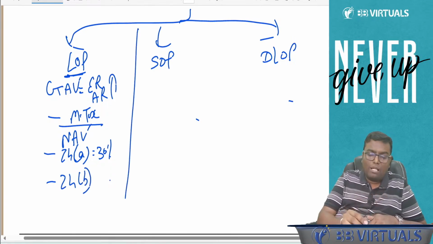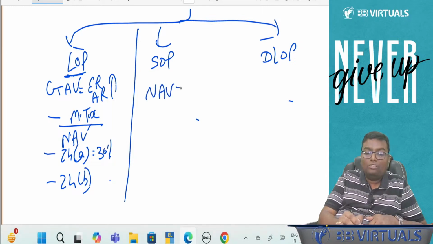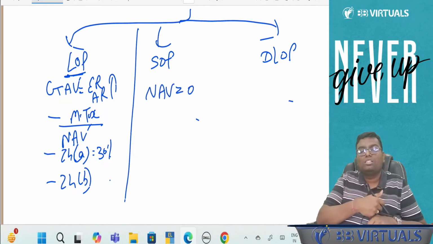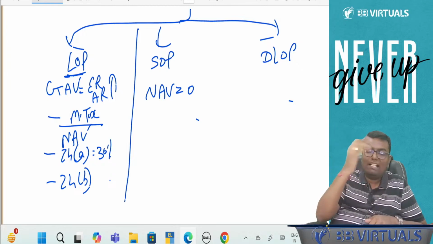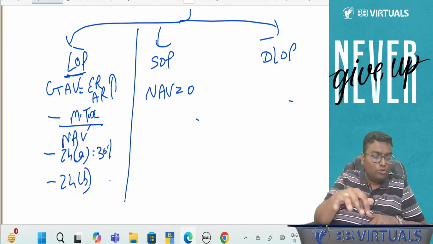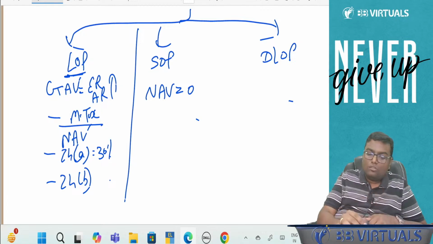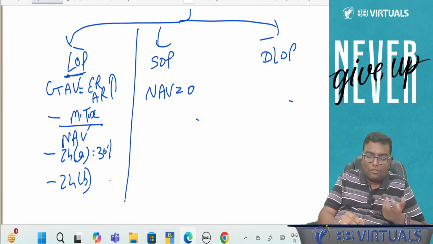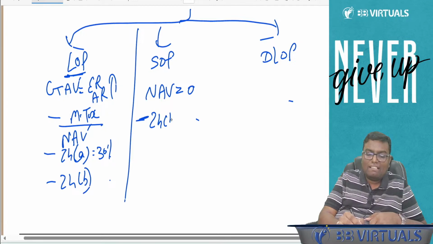If it is a self-occupied property, can I say the net annual value itself will become zero? Because GAV is also zero, municipal tax is also zero. So basically net annual value will become what? Zero. So obviously 30% deduction is also zero. The only thing we will get is the 24 clause B deduction.